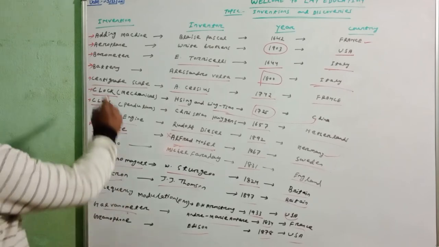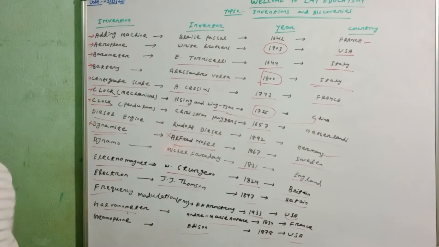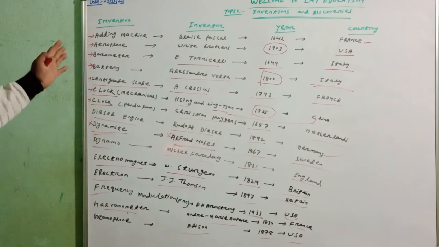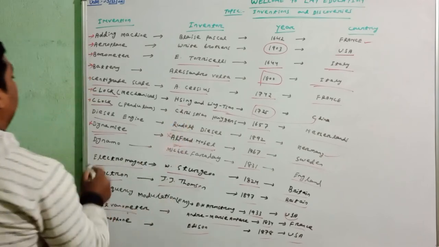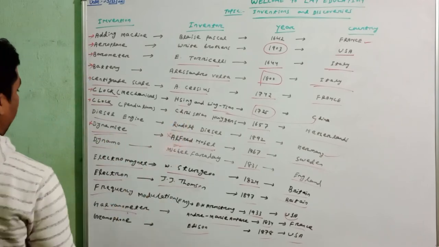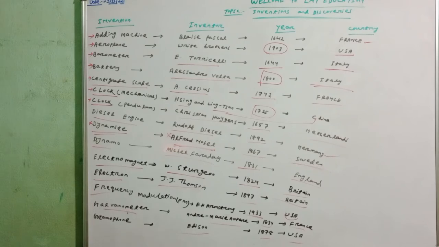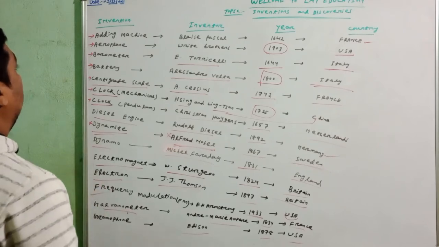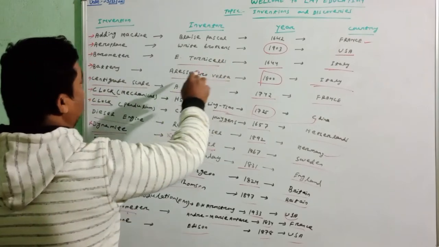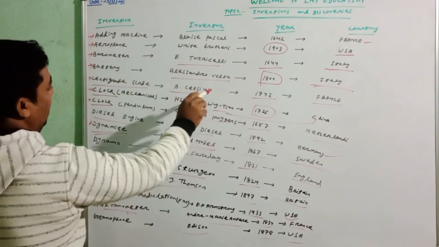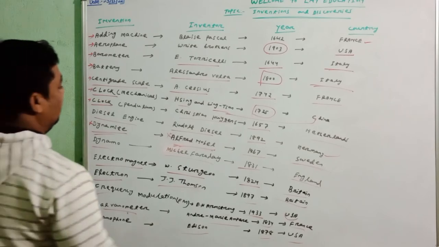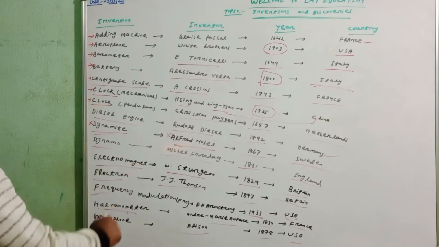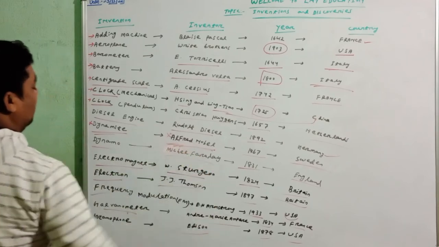Once again I am discussing adding machine, aeroplane, barometer, battery, centigrade scale, clock mechanical, clock pendulum, diesel engine, dynamite, dynamo, electromagnet, electron, frequency modulator FM, galvanometer, and gramophone. Look at the inventors: Pascal, Wright brothers, Torricelli, Alessandro Volta, Celsius, Isingel Dingson, Christian Huygens, Rudolf Diesel, Alfred Nobel. This is the man behind the Nobel Prize.